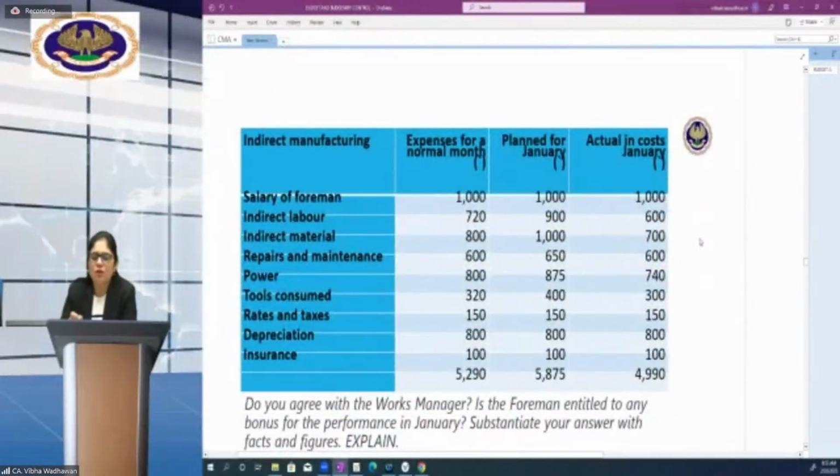Expenses for a normal month. So normal month is 8,000. All right. Normal were 8,000. Planned for January was 10,000 units. And the actual cost must have happened for 6,000 units.